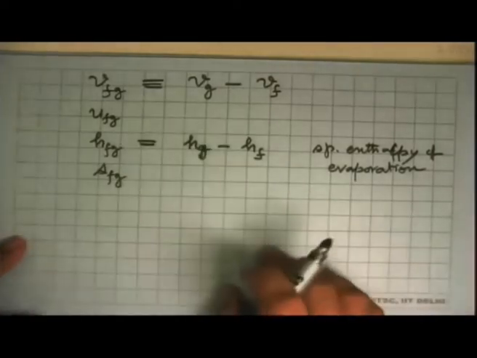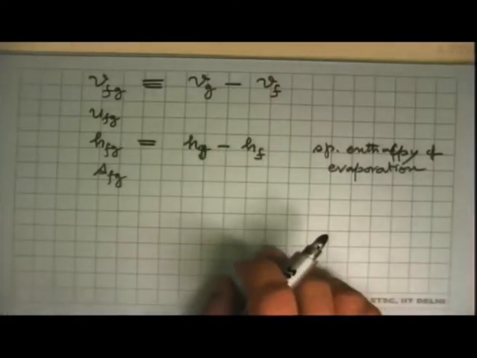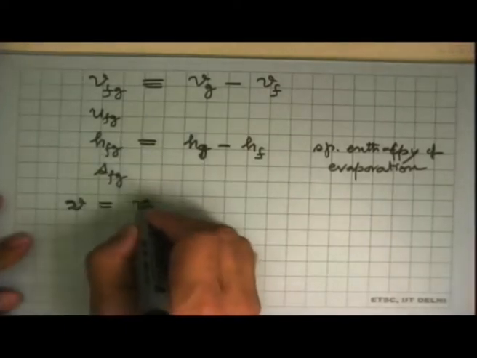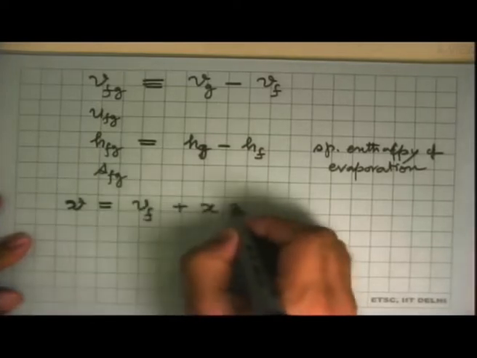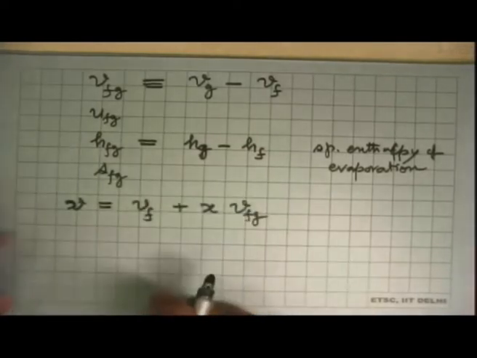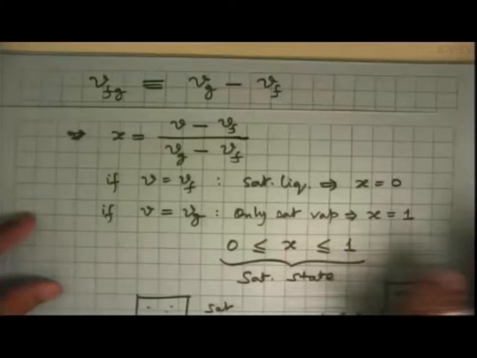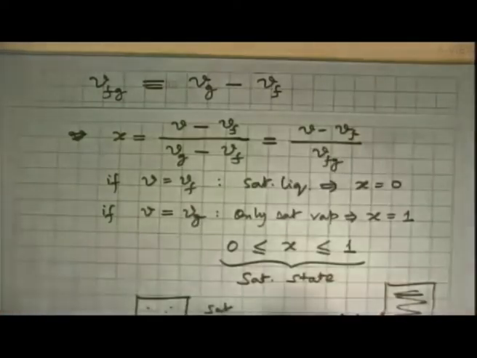And its value at 1 bar for water is what you have learned in school, because you have 540 calories per gram, or the equivalent in joules per kilogram. So if you want to express the value of, say, V, we can write that Vf plus x Vfg. That's another way of writing the same equation. Or in the earlier equation that we wrote, where we defined dryness fraction in this way, this we can further write as x equals V minus Vf upon Vfg.